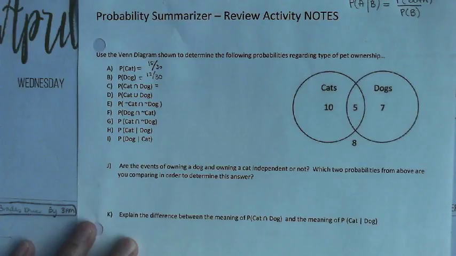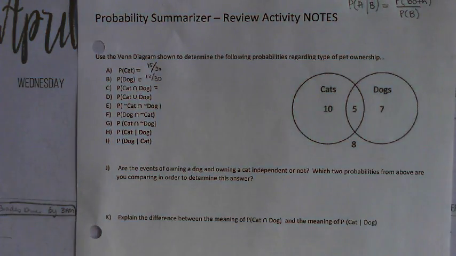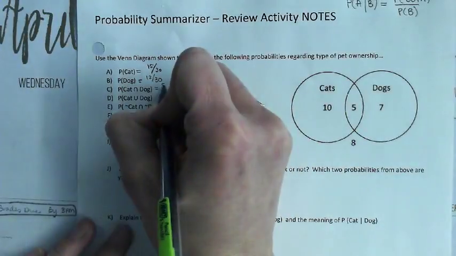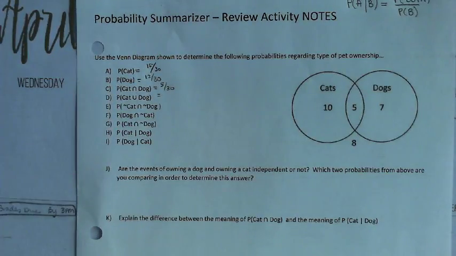No. We shouldn't have a different denominator here. We haven't limited it. We haven't said given at all. So it should just be 5 over 30. How about the probability of owning a cat or a dog, Kirsten?